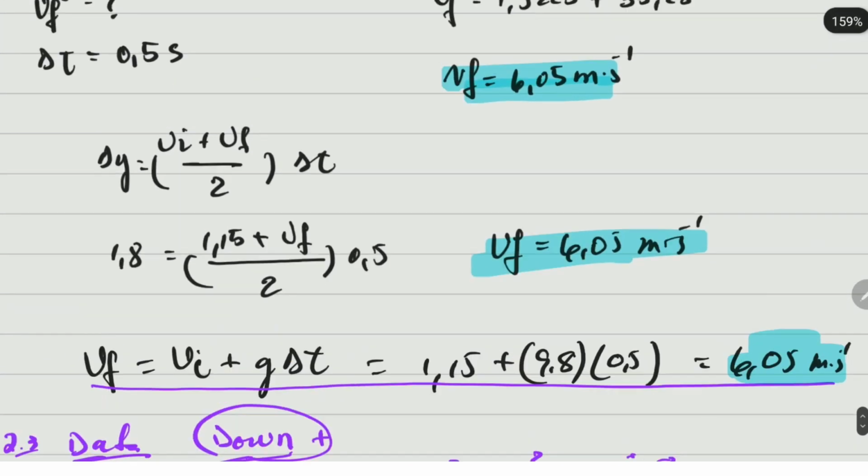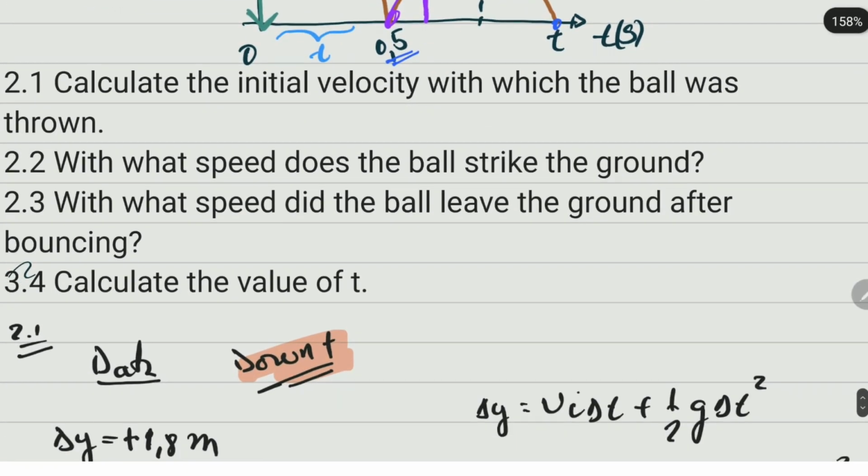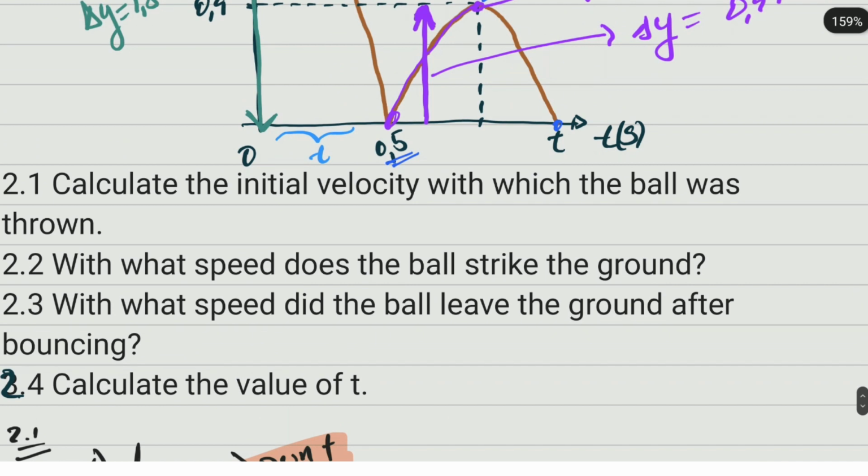Alright, and now we are going to be doing the last one. The last one is a little bit interesting, and it's question 2.4. So this is a 2 here. Yes, you can fix it. I'm not going to be worried about that. Calculate the value of time. Now, this is quite interesting here. We have a lot of data now. It's not a big issue.